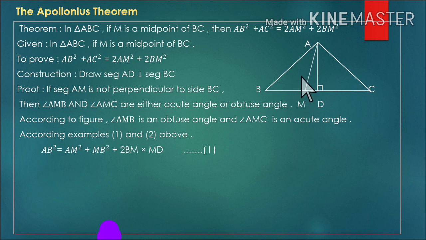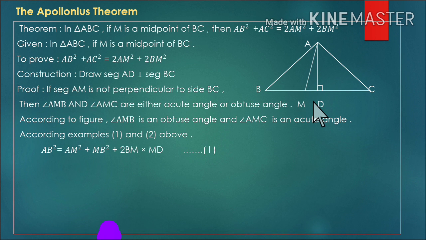What is the given part? In triangle ABC, M is the midpoint of BC. And what we have to prove? AB square plus AC square is equal to twice AM square plus twice BM square. For that we have to do the construction. Draw perpendicular AD to segment BC. Proof. If segment AM is not perpendicular, this is an indirect proof.